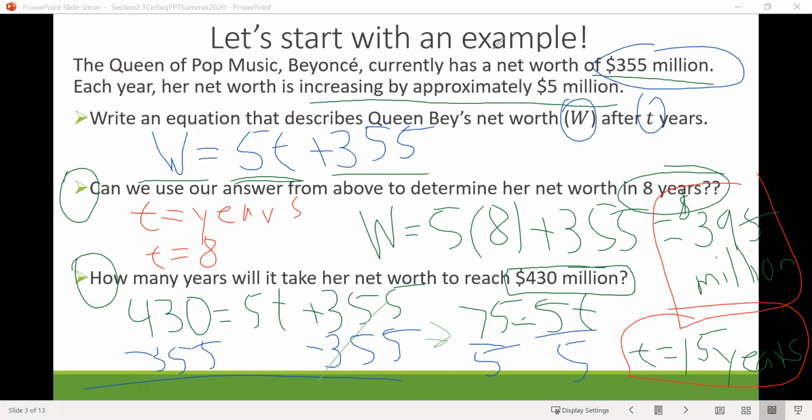Okay. I went over this problem for a couple of reasons. First one, so we could see how linear functions or linear models can be used in real-world situations, but also to highlight that in the second and the third question, in each case, we were given some value. We had to figure out what it went in for in the equation, right? So on this second one, we had the 8 years, so we put that in for the value for t because it was a time. On the third one, we were given the $430 million, which was a value for the net worth, so that went in for W. So that's something you'll want to keep in mind as you're working through problems in this section and in this chapter.